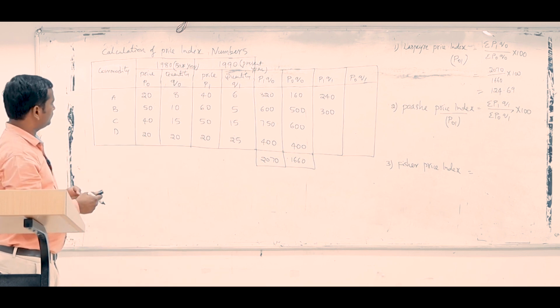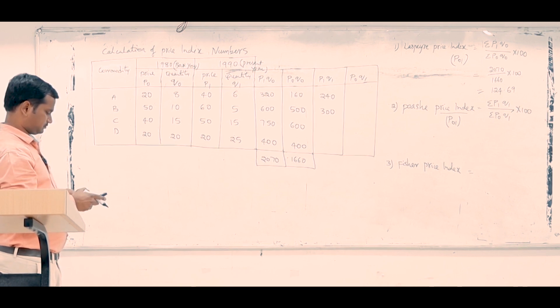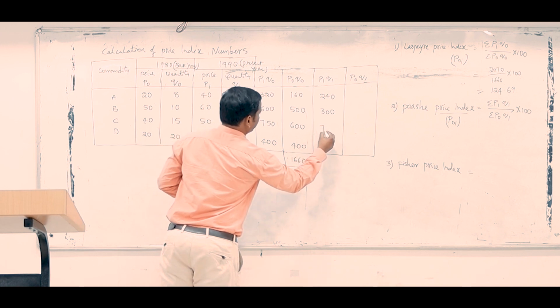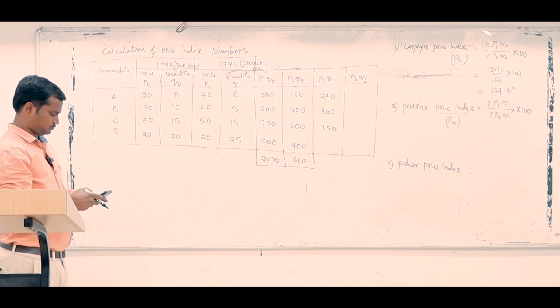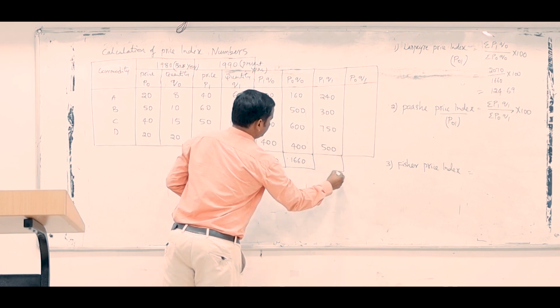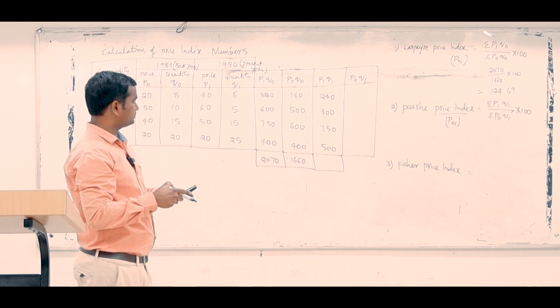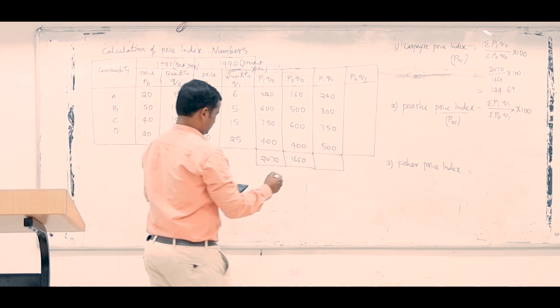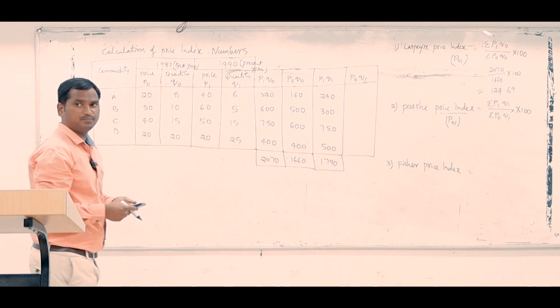Next 50 into 15, 750. So next value is 20 into 25, that is equal to 500. So we should do the total. So total will be 240 plus 300 plus 750 plus 500. So it will be 1790. So next column also should prepare, P0 Q1.